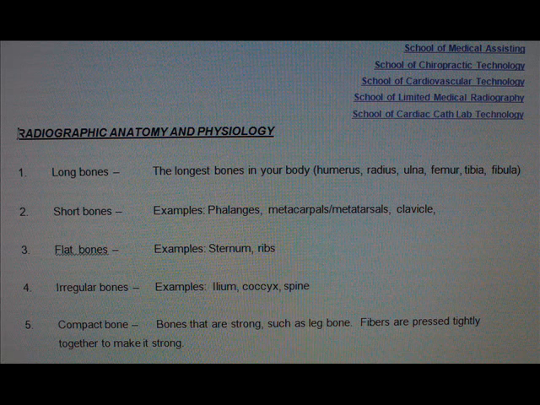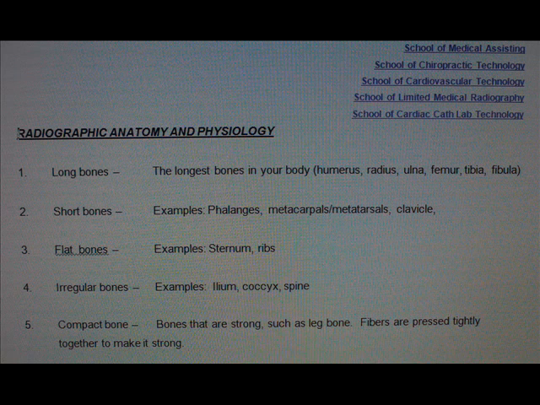Short bones. Some examples are phalanges, which are your finger and toe bones, your metacarpals and your metatarsals, which if you're coming up your hand, your phalanges are your fingers, the palm, those are your metacarpal bones, and in your foot, it's your metatarsal bones. Your clavicle is your collarbone.